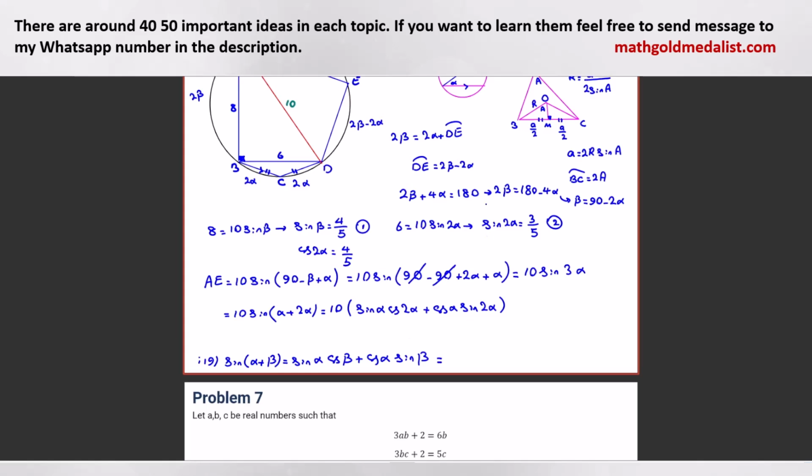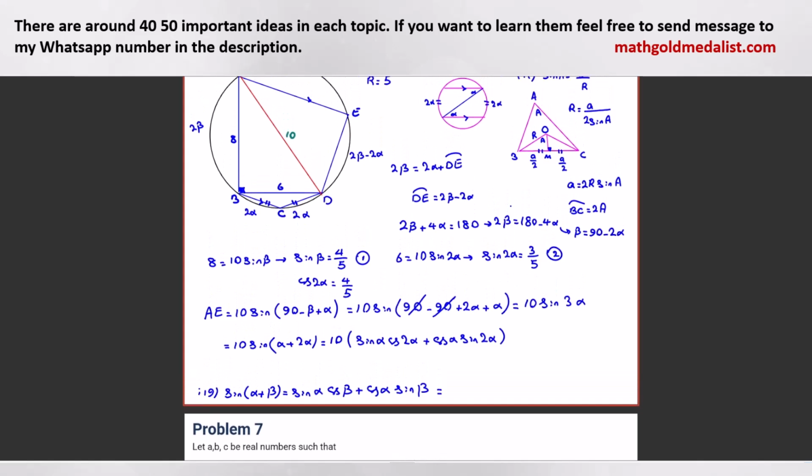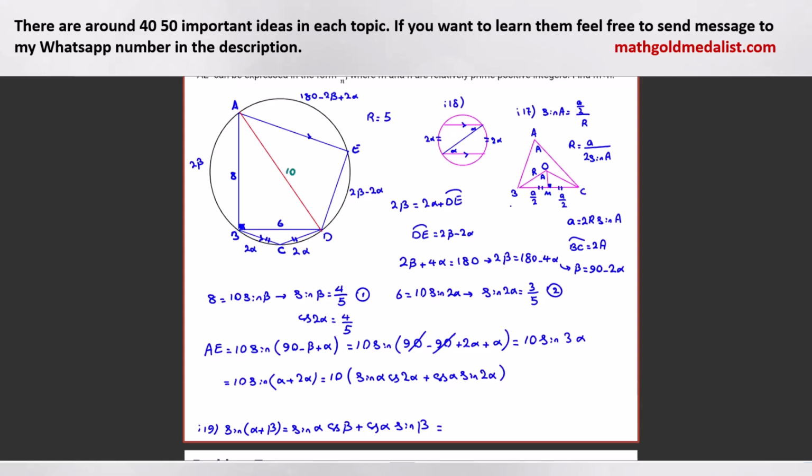So let's replace. We found cosine 2 alpha and sine 2 alpha, and they are positive. And we know 2 alpha is from 0 to 180. In this case, sine 2 alpha is 3 over 5, and cosine 2 alpha is 4 over 5. So the only thing we need is to find sine alpha and cosine alpha.